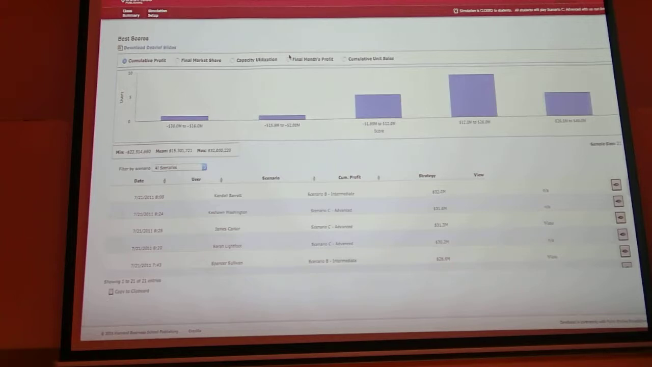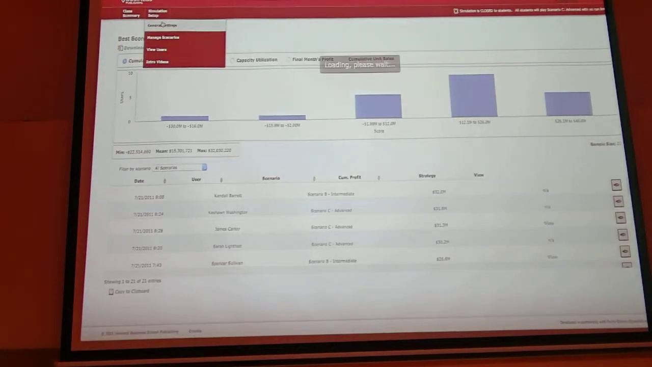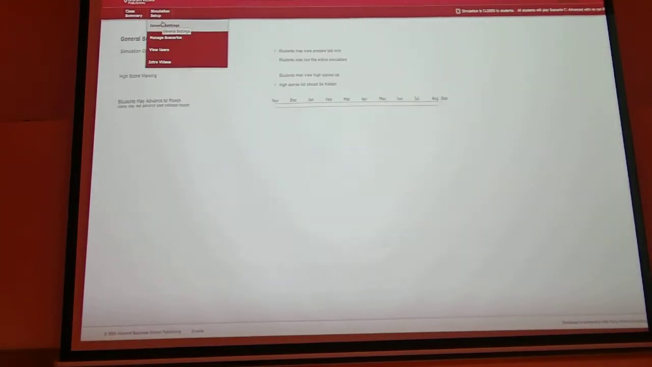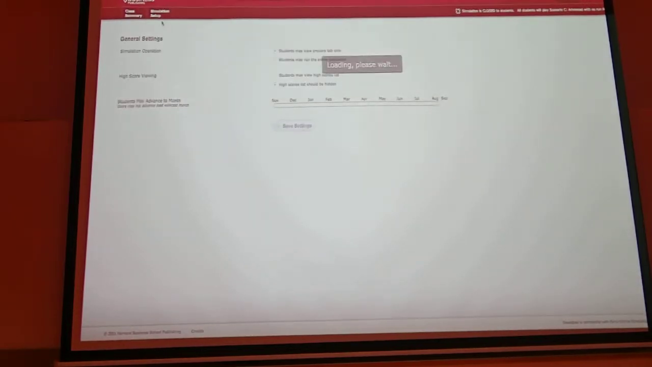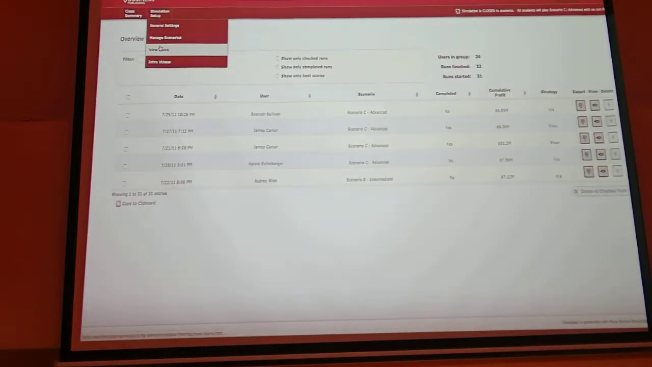It has all of its own introductory course material. You take a look at what the best scores are, and you take a look at the outputs. As a facilitator, you have control over whether or not the students can see high scores and how the simulation is set up.